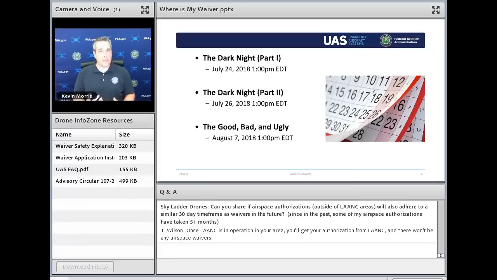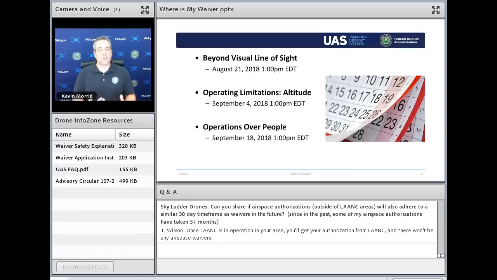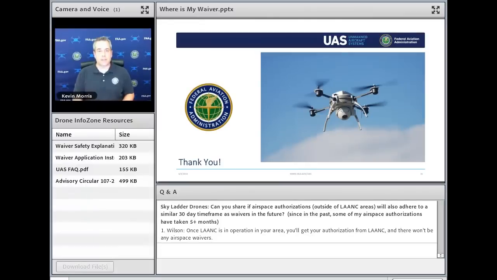We'll move into the good and the bad and the ugly, which will be a series on understanding what we're seeing on our end, what works real well, what has not worked really well, and try to help you folks see what we're seeing to understand what we need from you. We're going to talk about beyond visual line of sight waivers, altitude restriction waivers, and finally we finish up with operations over people on September 18th.